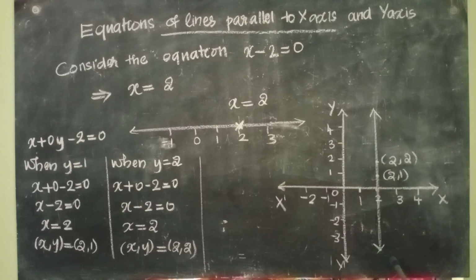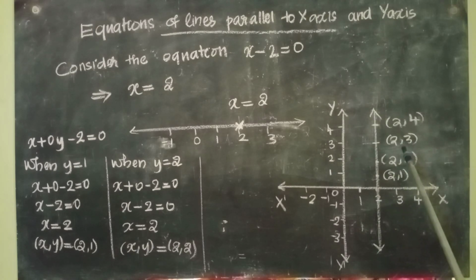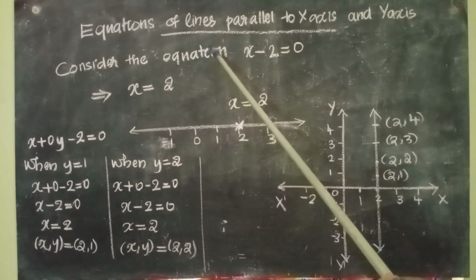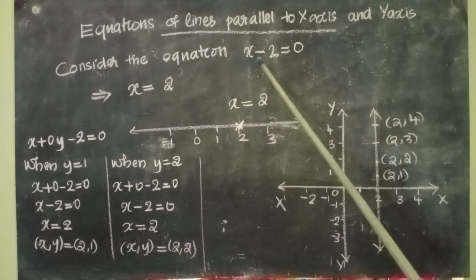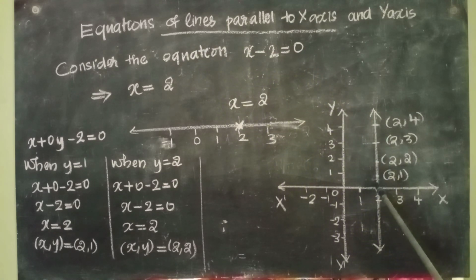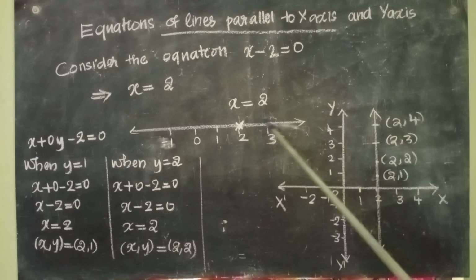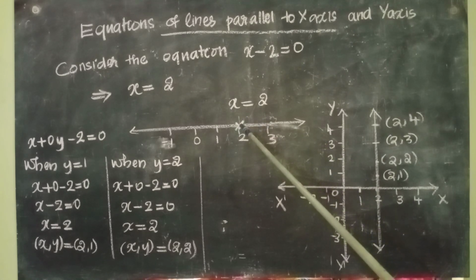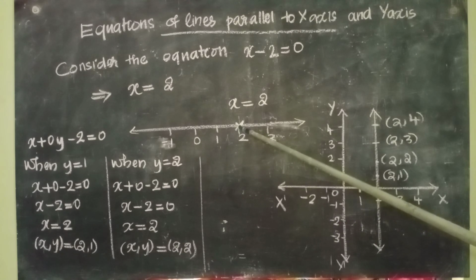And in the last part we studied that all the points on that line are solutions. So we can find some more solutions here. I have mentioned two more solutions: this point is (2, 3) and this point is (2, 4). All these are solutions. So this is the graph of the equation x minus 2 equal to 0 in two variables. This is the graph of the equation x minus 2 equal to 0 in one variable.